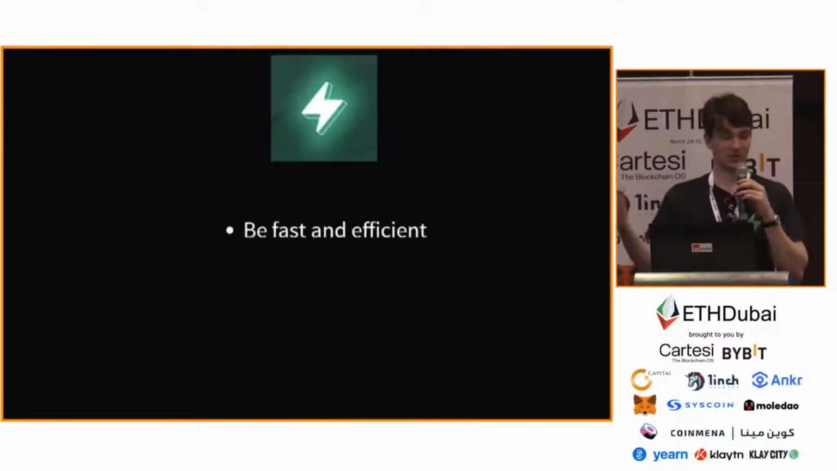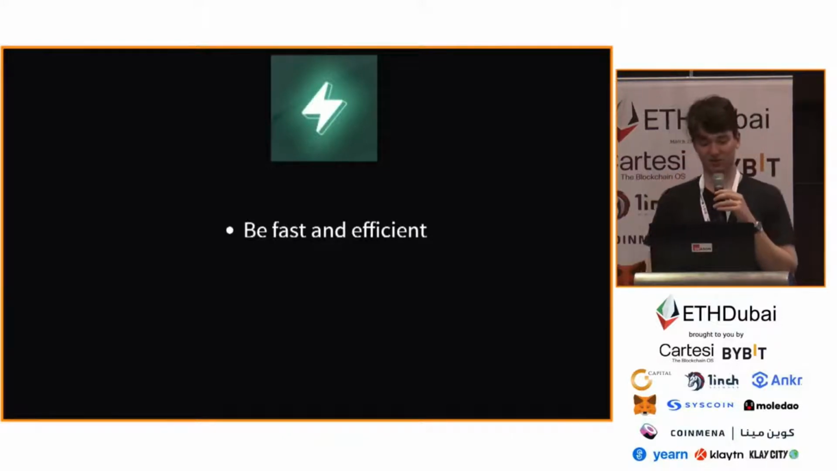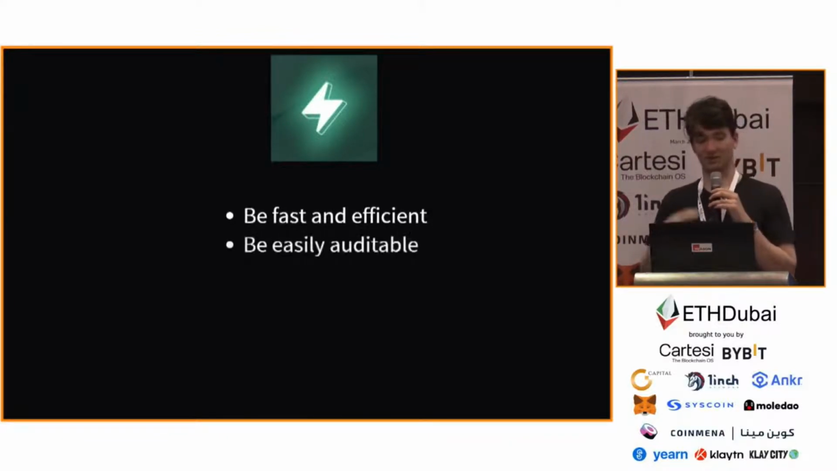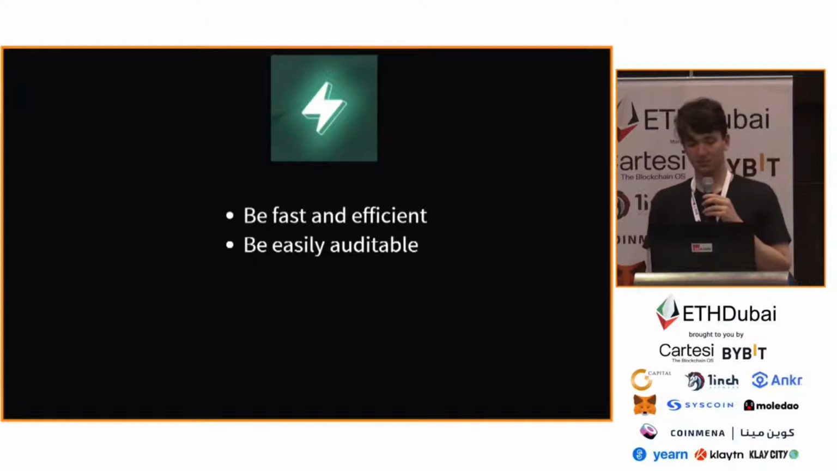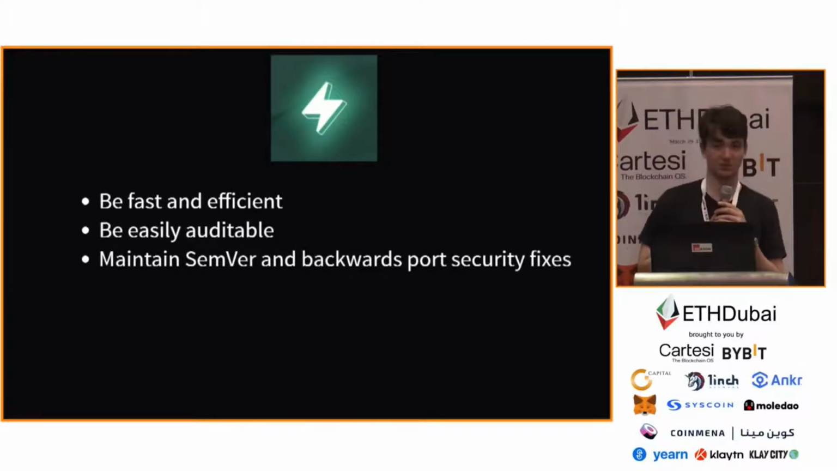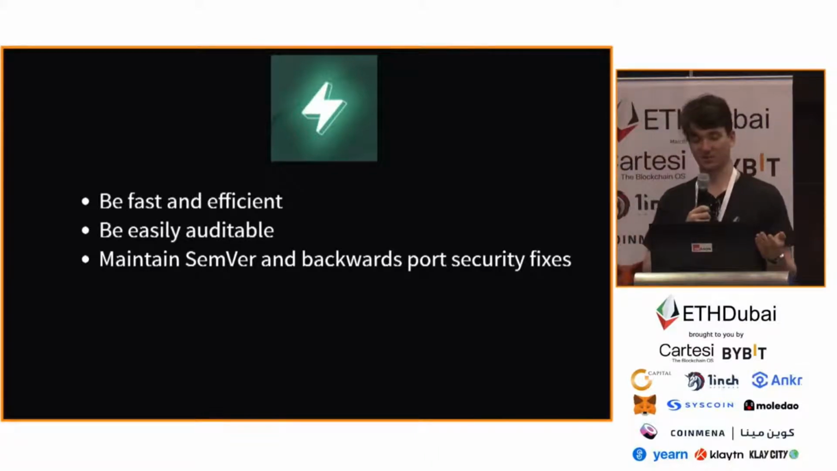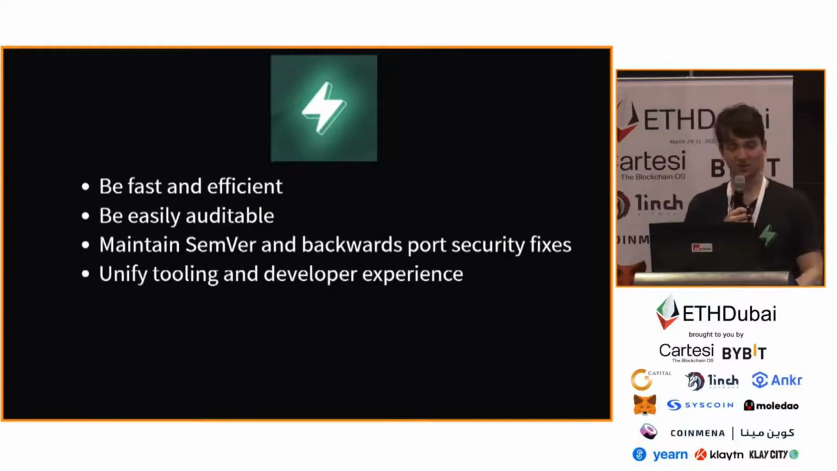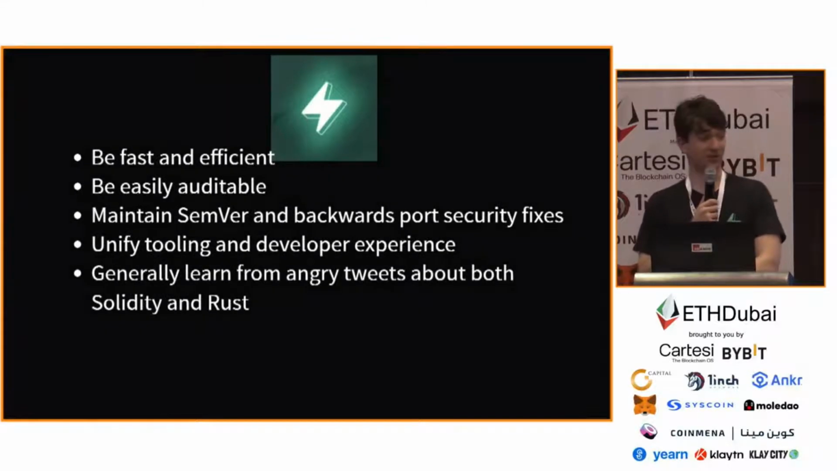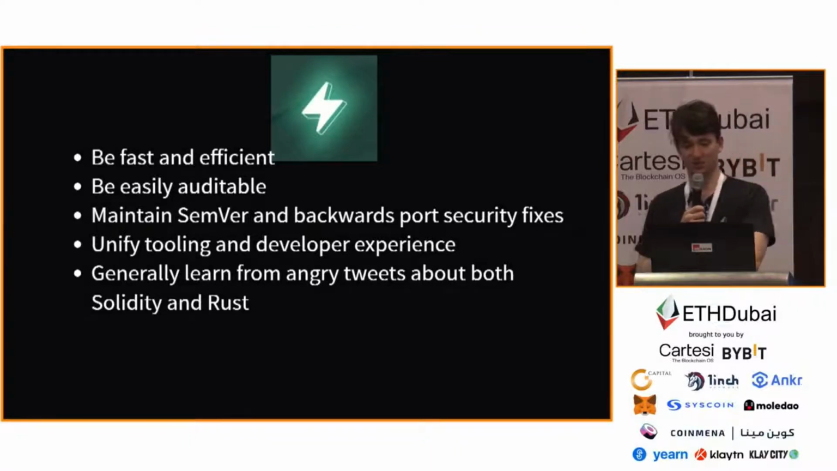So we are Fuel. And what we want to do here is provide fast and efficient contract deployments and execution. And we want to provide safe code. We want everything to be easily auditable. We want you to feel safe when you're deploying any sort of contract written in Sway. We will maintain Semver and backport security fixes, which is something that has been a point of contention in the smart contract development space. And we generally just keep an eye on Twitter, and we learn from angry tweets as well. I would like to mention that. And we unify the tooling and developer experience, as I mentioned before.